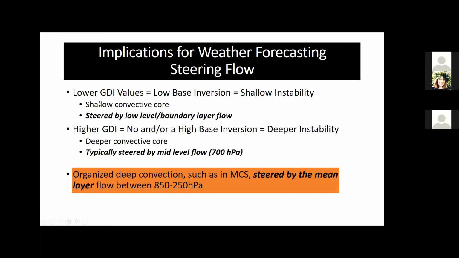So with low GDI values, the low-level flow, the boundary layer, is going to be controlling the movement of the cells that are developing. With a higher GDI, you have deeper instability, so you want to pay more attention to the mid-level flow, 700. And if you have conditions where you're looking at MCS development, then the mean layer flow is going to have a bigger impact on how the MCS is going to be propagating.